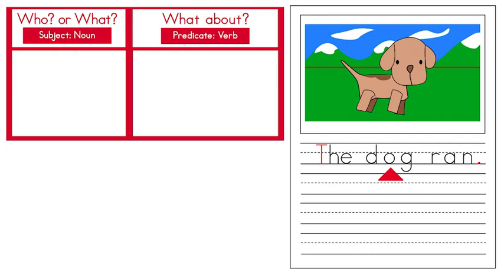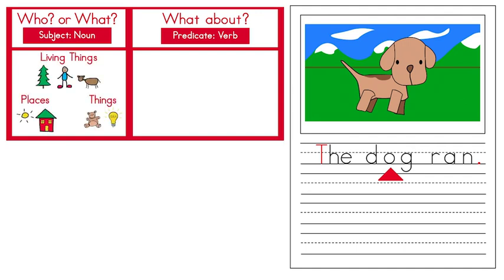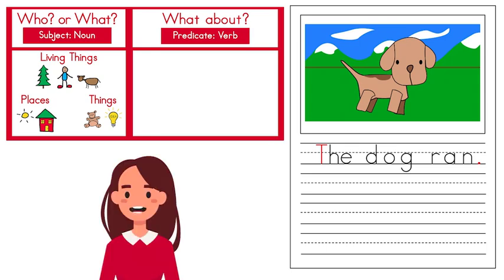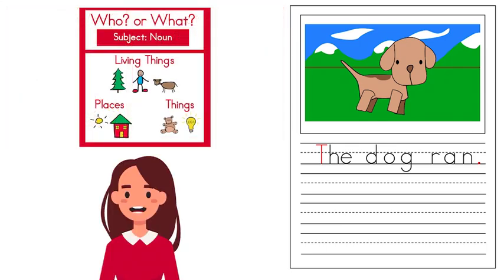The dog. Dog is our subject. Dog is a noun, a living thing. Dog is the subject because the dog is the doer of the action in this idea. When we ask who or what a sentence is about, that's a noun, a living thing, place, or thing. But these are the nouns that the sentence is mostly about. When nouns are subjects in sentences, they have special jobs. They are naming who or what the sentence is about.